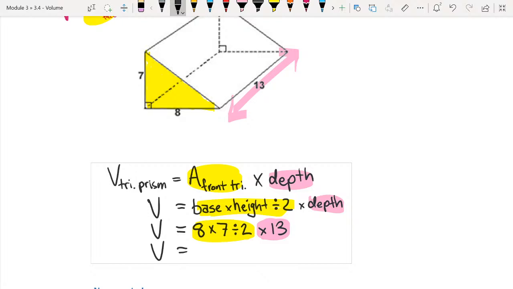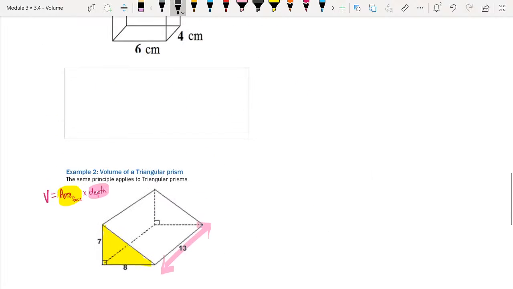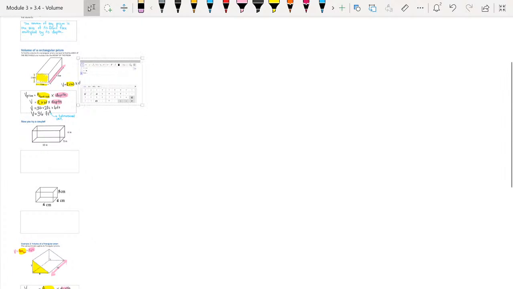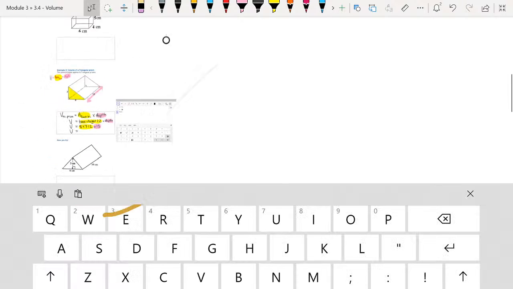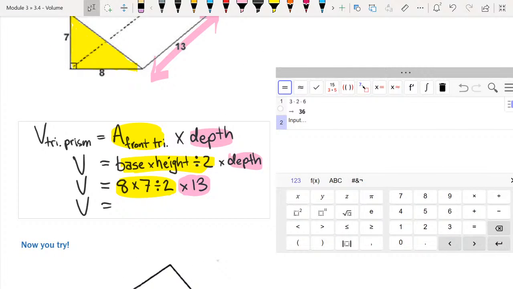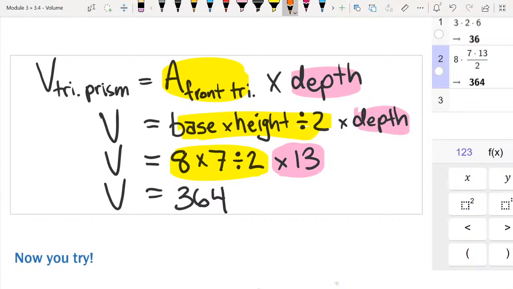And again, just like last time, if you can do 8 times 7 divided by 2 times 13 in your head, that's fantastic. I'm very proud of you. But if, like me, you need a little bit of help with that, we'll just get our calculator here, and we'll calculate it. So 8 times 7, divide by 2, times 13. And this gives us 364. And so the volume of this is 364.